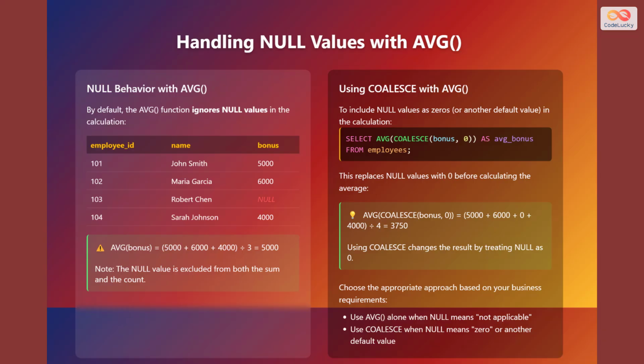To include null values as zeros, or another default value in the calculation, we can use the COALESCE function. For example, SELECT AVG(COALESCE(bonus, 0)) AS average_bonus FROM employees. This replaces null values with 0 before calculating the average. Therefore, AVG(COALESCE(bonus, 0)) equals (5,000 + 6,000 + 0 + 4,000) divided by 4, which equals 3,750. Use the average function alone when null means not applicable, and use COALESCE when null means 0 or another default value.